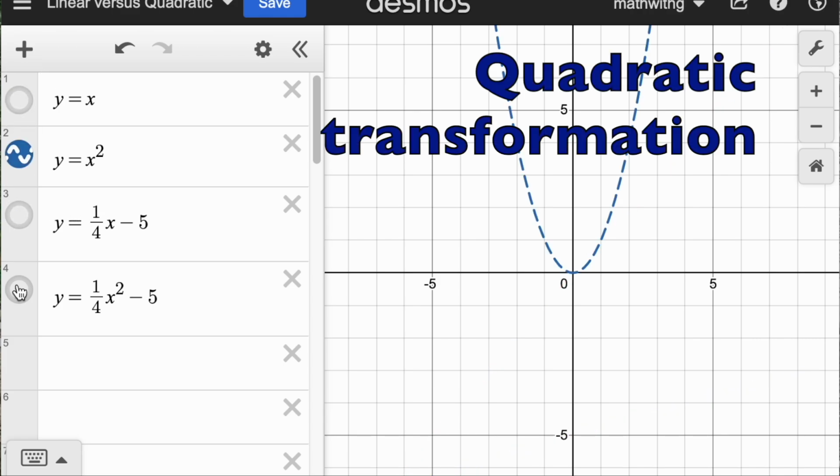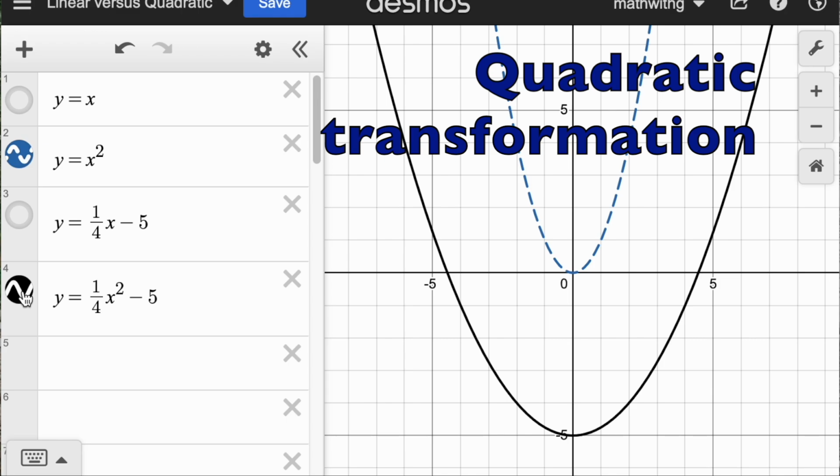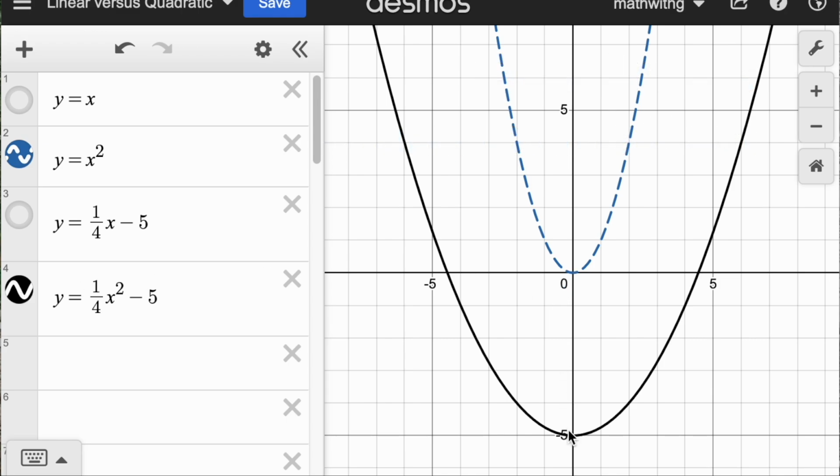And now the quadratic, see what happens. We end up getting compressed and then down 5. It's easy to see that transformation because we just look at this lowest point right there.